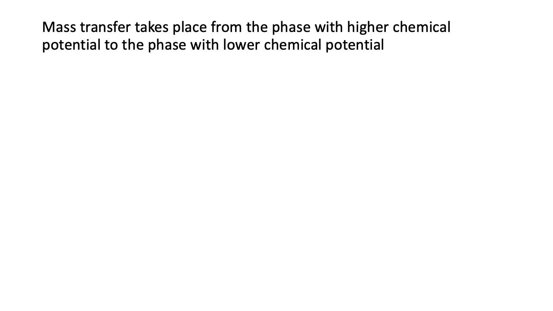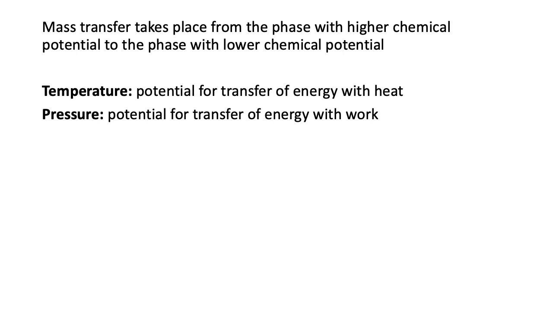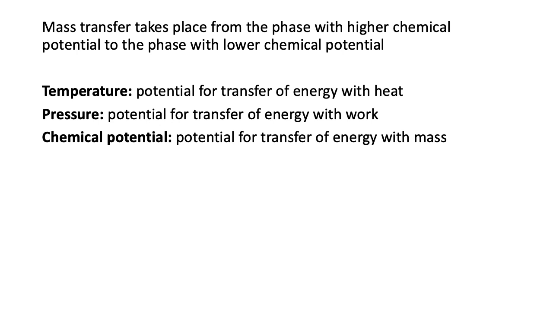This gives us insight into the physical meaning of the chemical potential. So temperature is a potential for the transfer of energy in the form of heat. Energy is transferred from the region of high temperature to the region of low temperature. Pressure is a potential for the transfer of energy in the form of work. So energy goes from the region of high pressure to the region of low pressure. Chemical potential is a potential for the transfer of energy along with mass. So mass is transferred from the region of high chemical potential to the region of low chemical potential, and internal energy is transferred along with the mass.